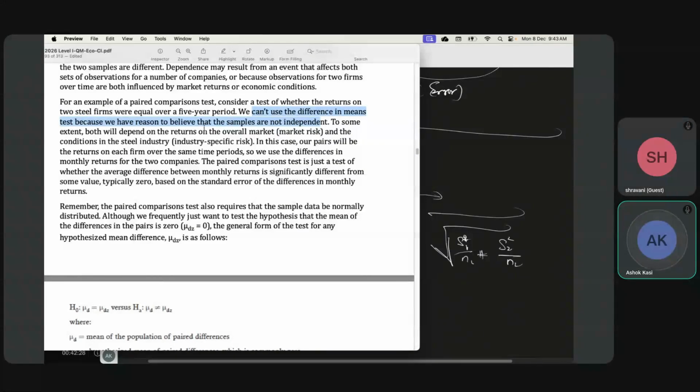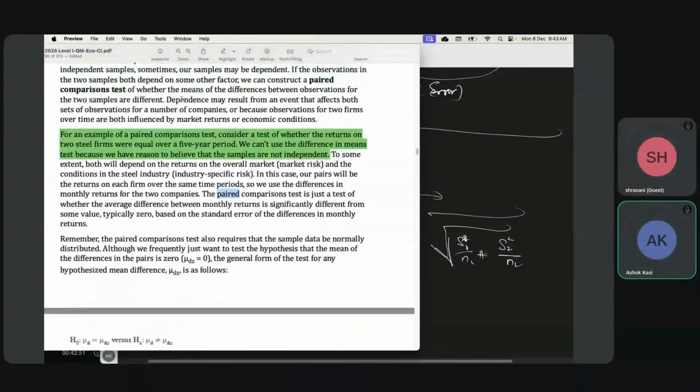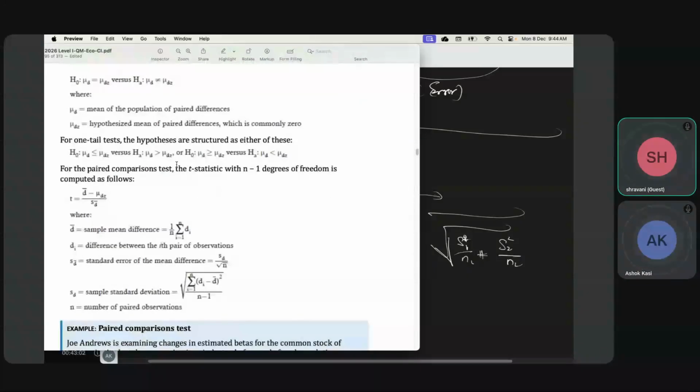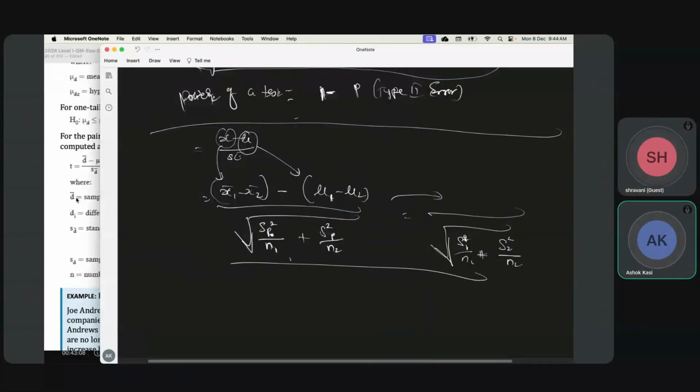We can't use the difference in means test because we have reason to believe the samples are not independent. So when samples are dependent, what should we do? This is the key part. These are a few words that are not there in the 2025 book. I'm using the 2026 book now, and they have explained it slightly better, but more or less it is all the same. So if samples are dependent, then this is the formula.